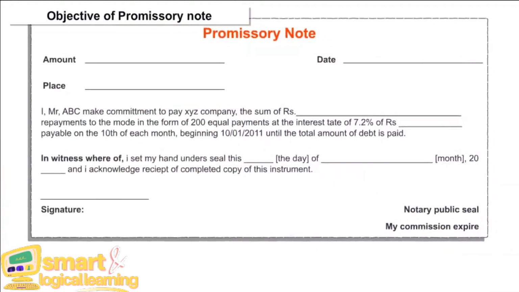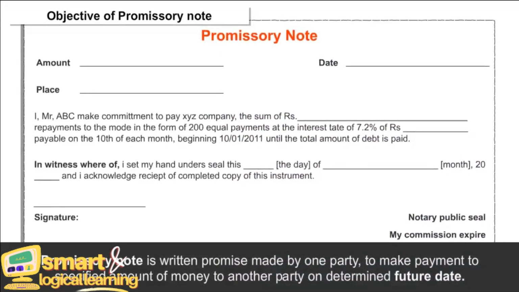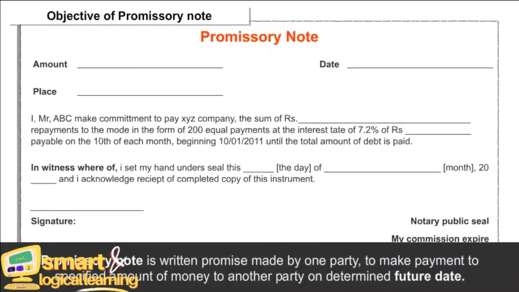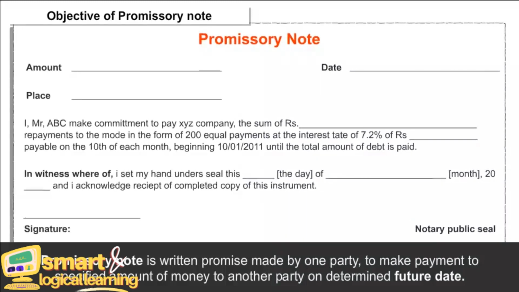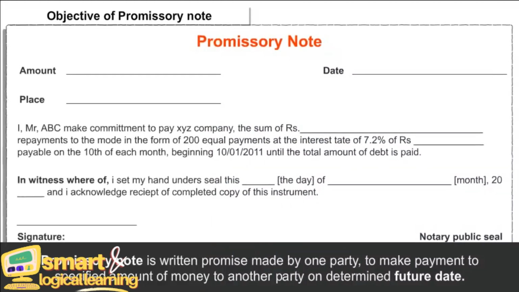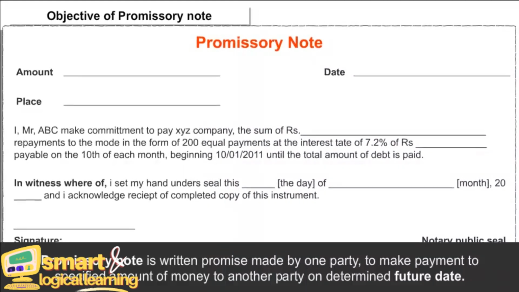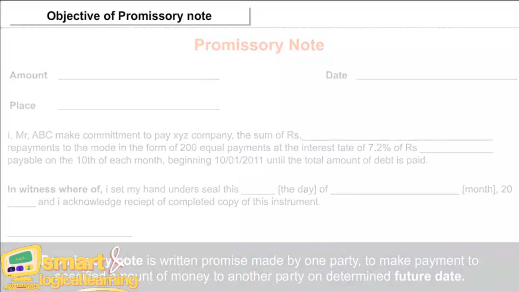Objective of promissory note. A promissory note is a written promise made by one party to make payment of a specified amount of money to another party on a determined future date. A promissory note, as a valid document, should meet the following requirements.